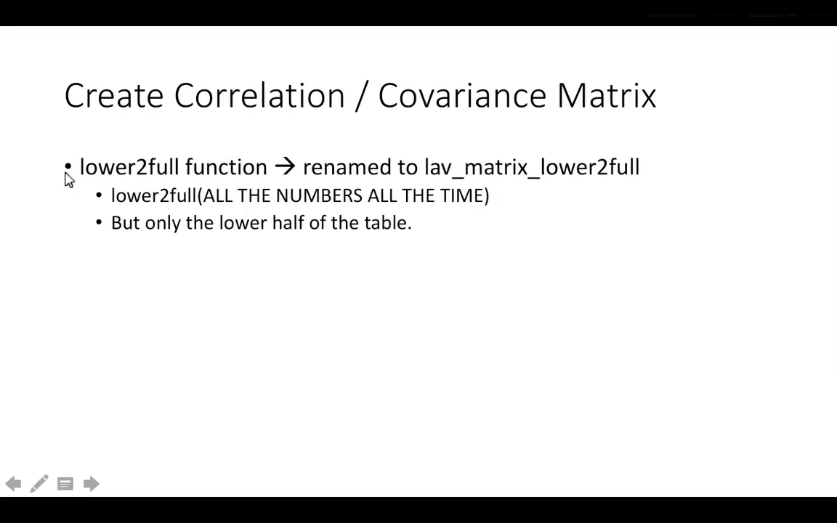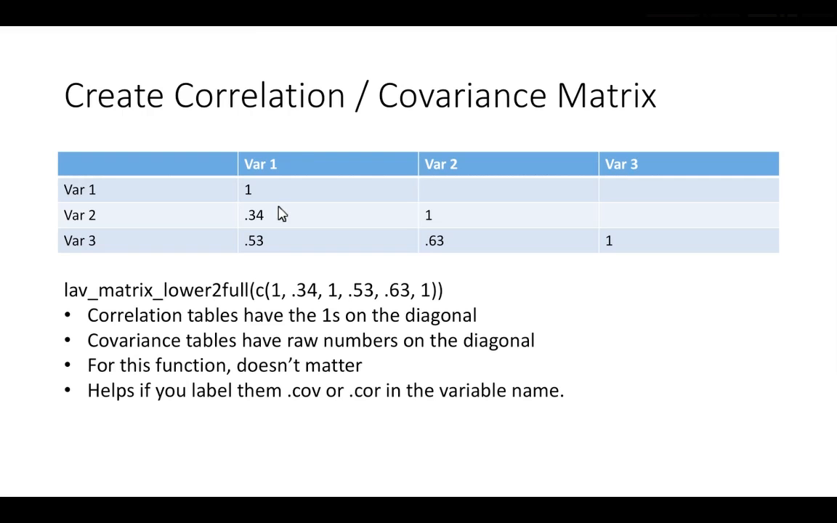And that function in the book, if you have the first printing, says lower to full. What they mean is the lower half of a correlation or covariance table to a full matrix of the table. It has been renamed since the printing of the book to lav matrix lower to full. Lower to full still works, it just gives you an error every time and says you should change this. So what you want to do is take the table of correlations, or covariances, and enter only the lower half. Let me show you an example.